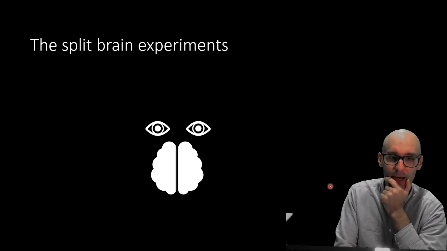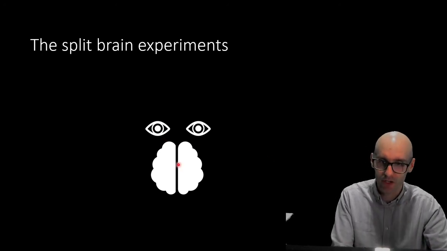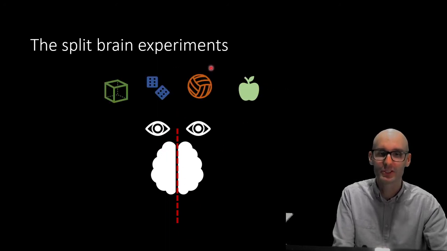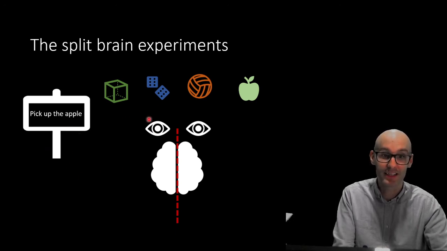So they took these split brain people. Remember, the left eye goes to the right brain and the right eye goes to the left brain. And these people had severed hemispheres. And they would show them a range of objects. And then they would hold up a sign that only the left eye could see. So the right eye can't see the sign. And it says, pick up the apple in this case.